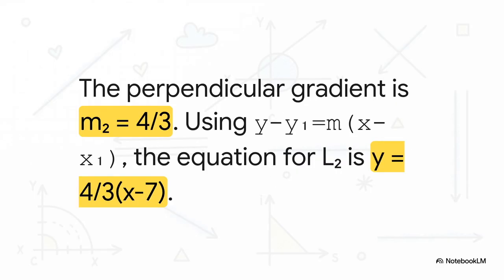On to step 2, the perpendicular line. So we need the perpendicular gradient. What's the rule again? Yep, flip the fraction, flip the sign. So -3/4 becomes +4/3. Now we have a gradient, and we have a point, P of (7, 0). So we can just plug all of that straight into our point-slope formula, y - y1 = m(x - x1), to get the equation for our new line, L2.